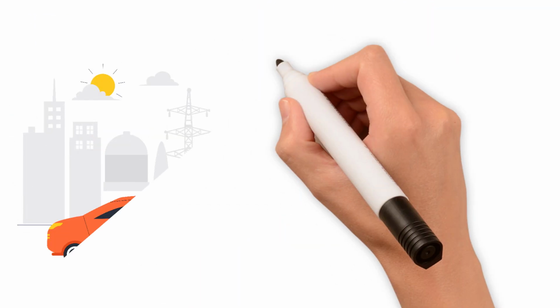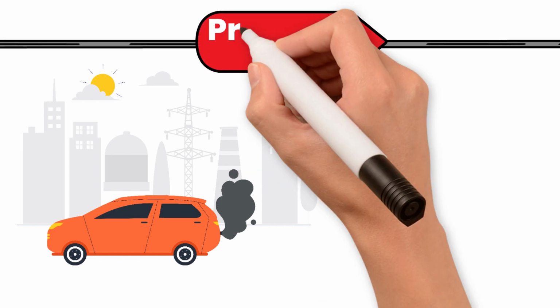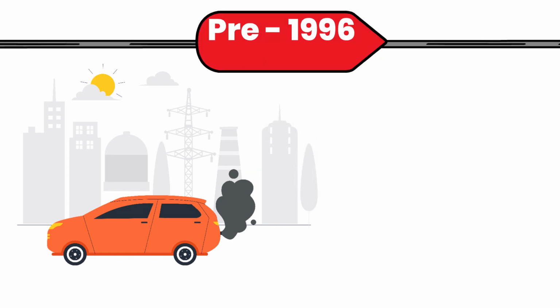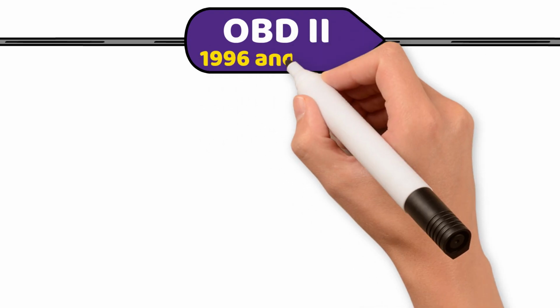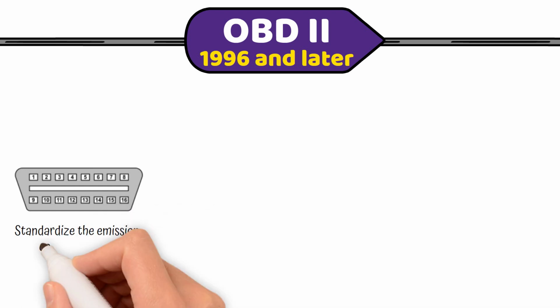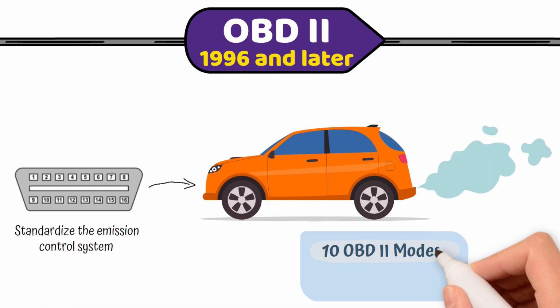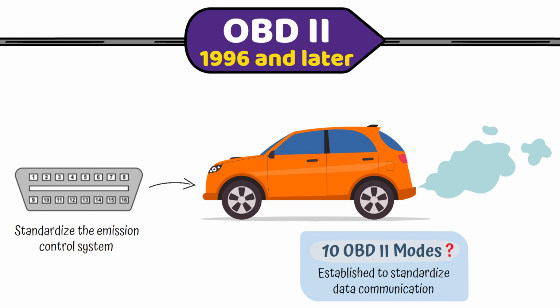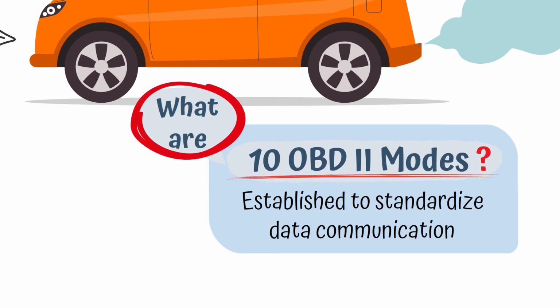To deal with the smog problem, California began requiring emission control systems on cars in pre-1996, leading to the creation of OBD I. However, as OBD I lacked common standards and each manufacturer had its own approach, OBD II was introduced in 1996 and later models with a universal 16-pin plug to standardize the emission control system. The 10 OBD II modes were then established as part of this system to clarify and standardize how the data is communicated. So, what are the 10 OBD II modes?